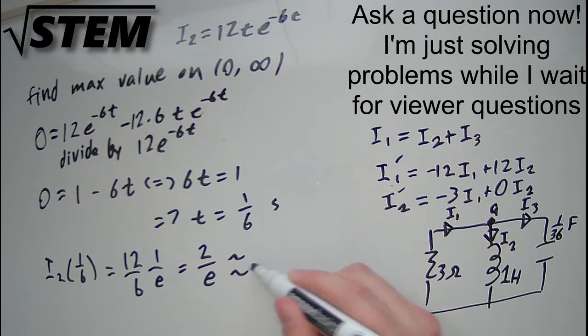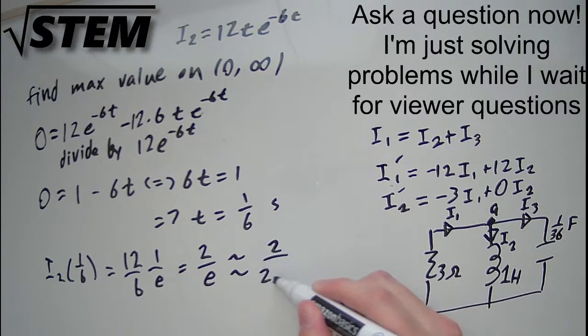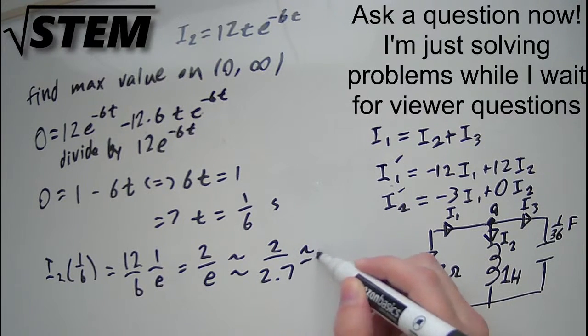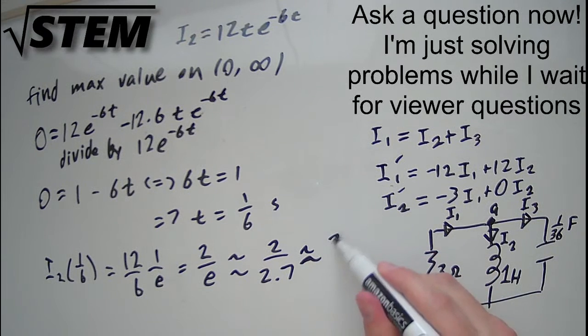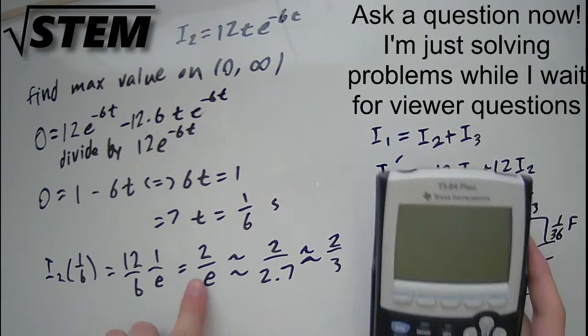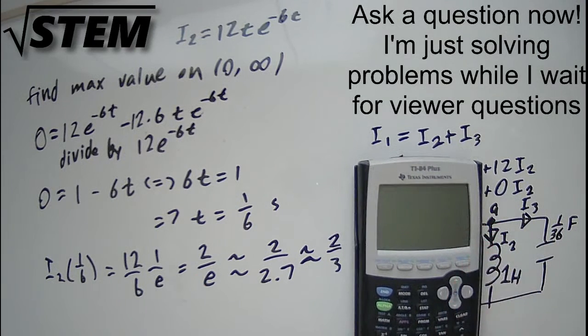So that's about 2 over 2.7, which is, I'm getting real approximate now, close to 2/3. Let's see what the exact value is with our calculator, or as many decimal places as it's able to give us. 0.735. So, yeah, that is very, very approximate.